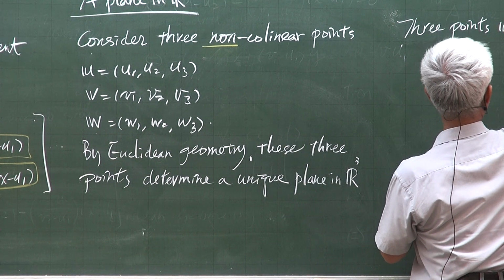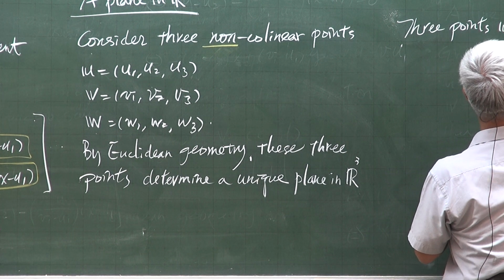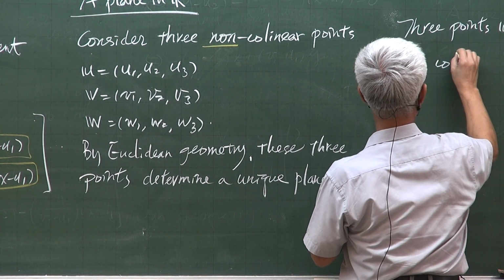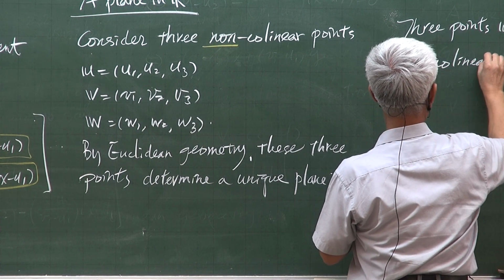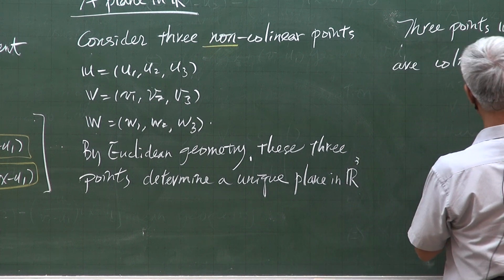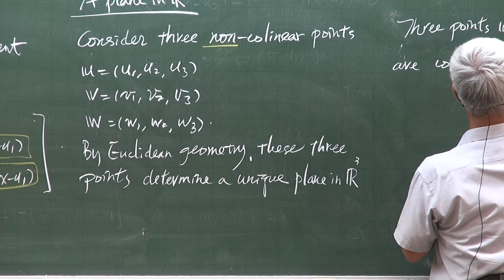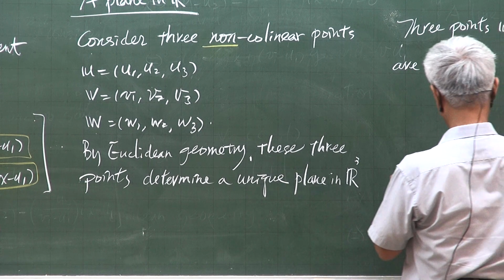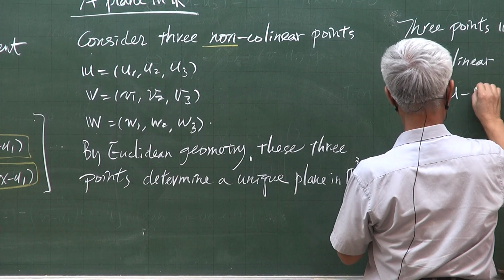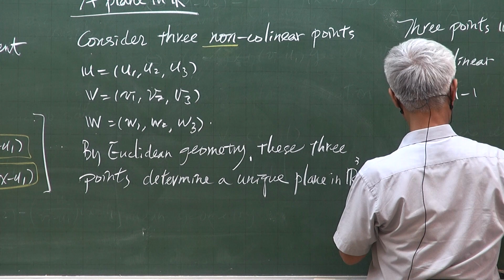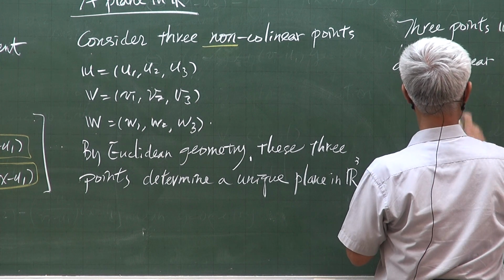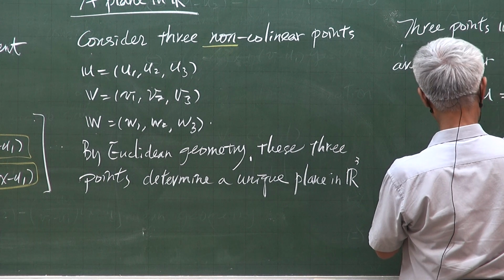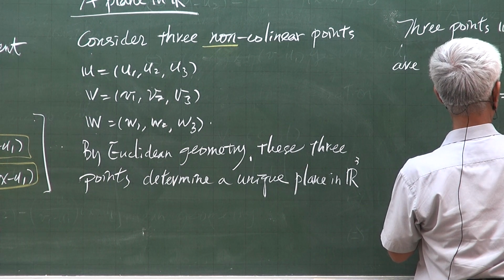The points U, V, W in R3 are collinear if and only if V minus U is equal to T times W minus U.